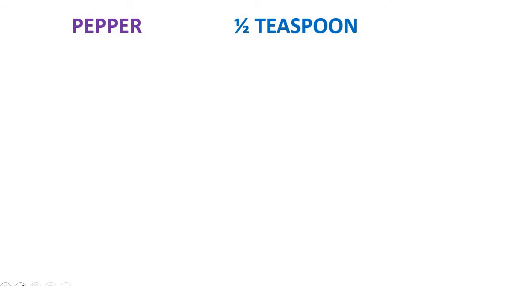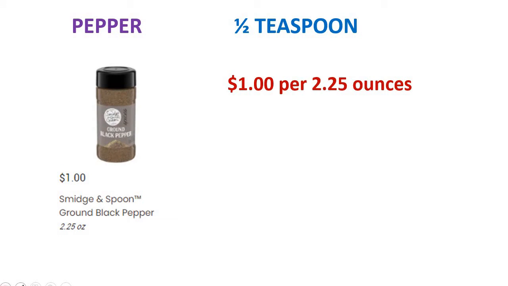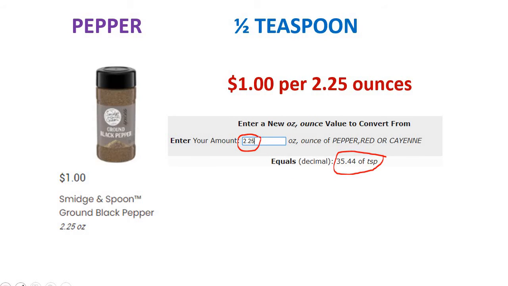Pepper, I need a half teaspoon. So I found this little jar of that. It's $1 for 2.25 ounces. So again, I need to make that conversion from ounces to teaspoons. And so I was able to use that calculator again. Just hunted online to find something. And it showed me 2.25 ounces is approximately 35.44 teaspoons. So there, that's helpful for me again.